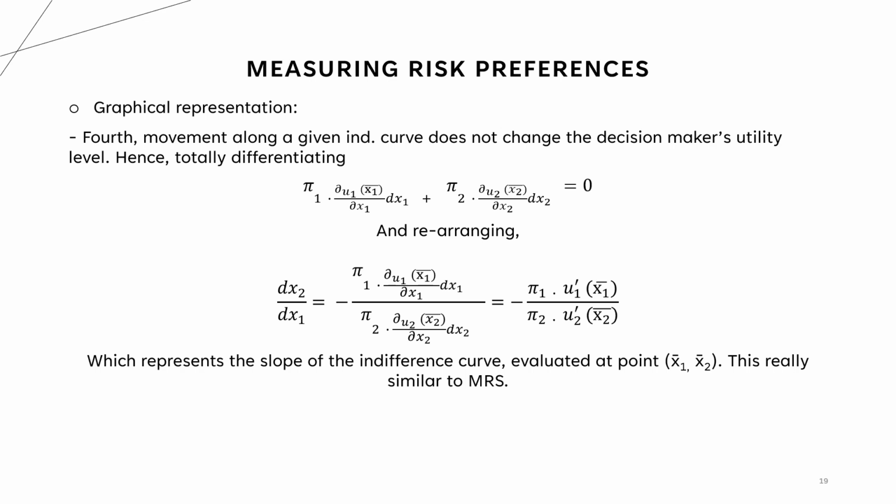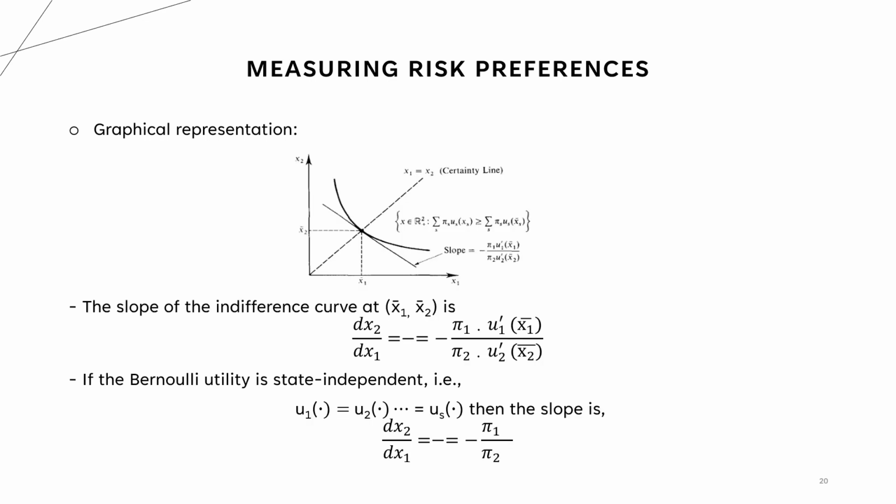So finally, we see a graphical representation for state independence. When the utility function is not state-dependent, the slope remains constant. This is an important concept because it helps us to understand how preferences change when utility is not dependent on the state of the world.